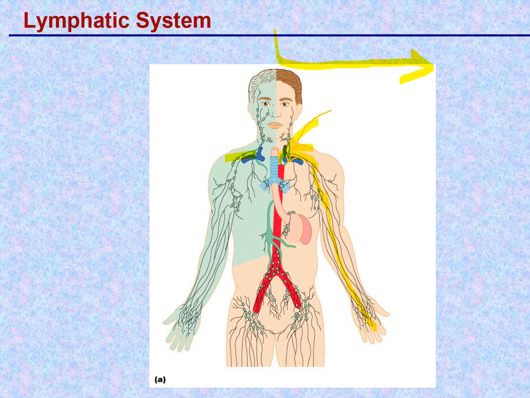This is the right side. Obviously, this is the right side of the person, and on the right side you have drainage just from the arm and from the right side of the head and maybe the right upper chest, lymphatic drainage going into the right subclavian vein. Here it goes through the thoracic duct into the left subclavian.